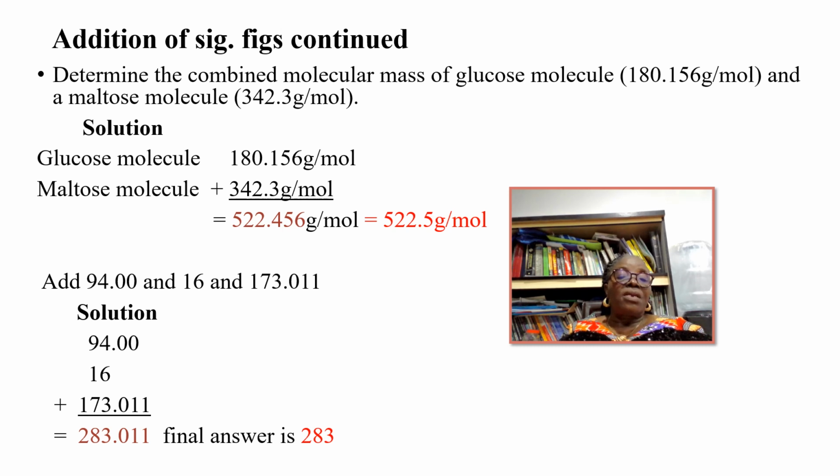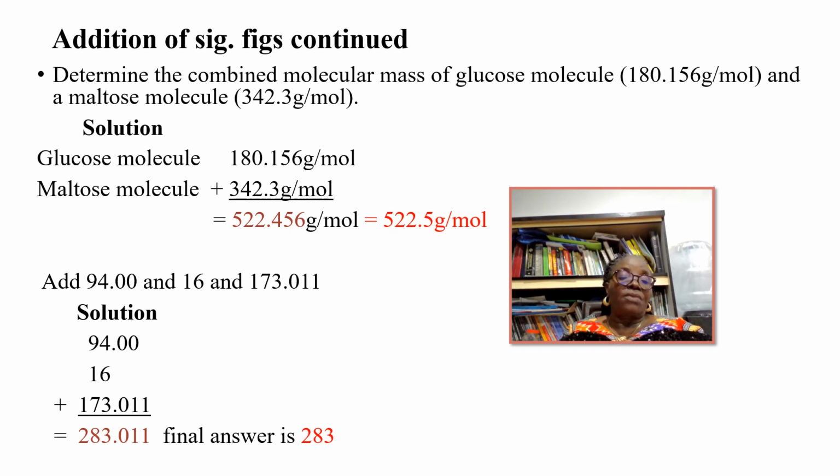We'll have 94.00 that has 4 significant figures and 2 places of decimal. We'll have 16. It does not have any decimal point, but it has 2 significant figures. And we'll have 173.011 that has 6 significant figures and 3 places of decimal.